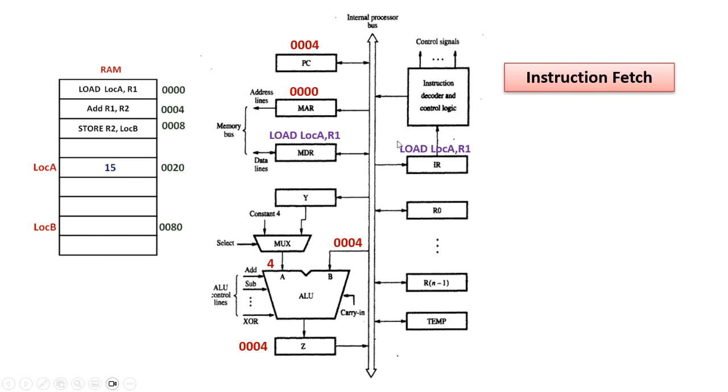Now we are executing the instruction present in the 0th address. During the execution, the program counter always points to the address of the next instruction.